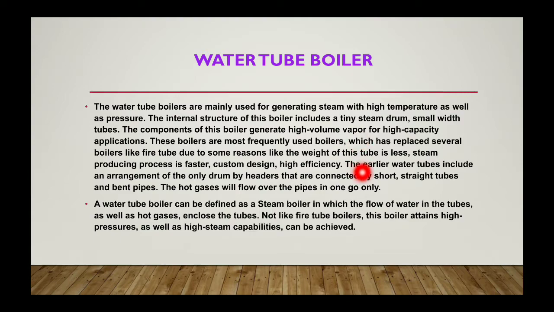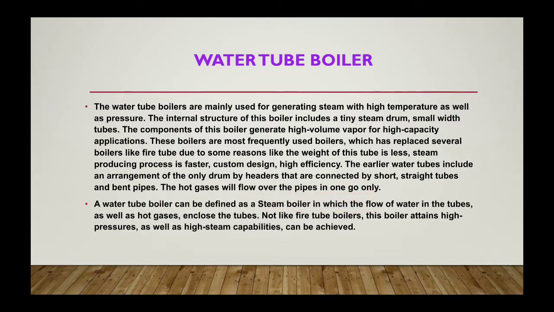The earlier water tube boilers included an arrangement of the drum and headers that are connected by short straight tubes and bent pipes. So formerly the water tube boilers had three main parts. One is the boiler drum, one is straight pipes and bent pipes. So nowadays the inclined pipes are mainly used. The hot gases will flow over the pipes in one go only.